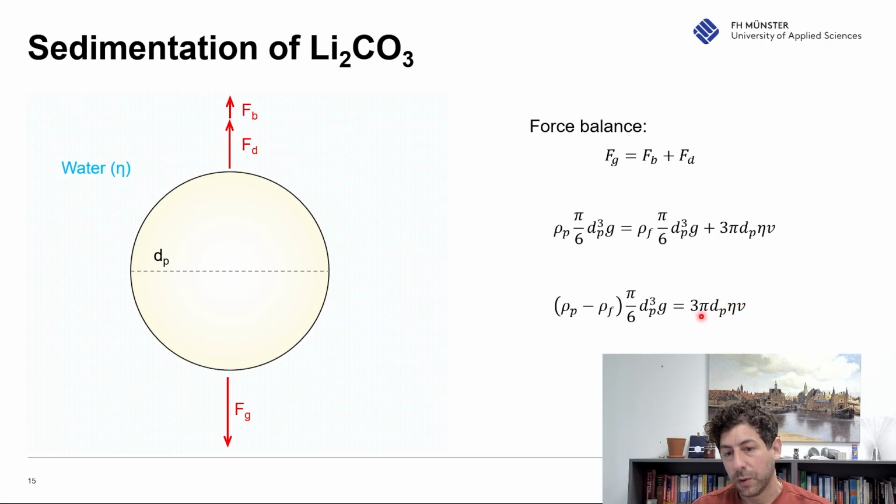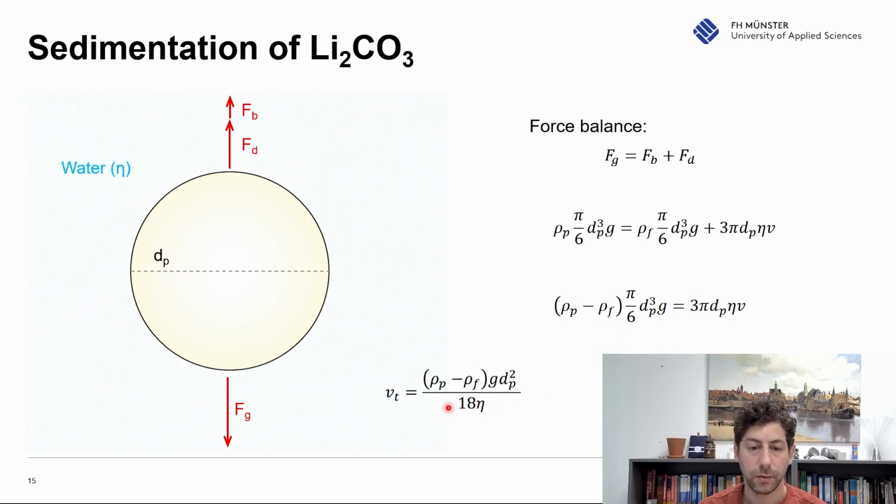And if we now divide by all this and do a little bit of calculation with the numbers, we get this final equation, and this is the velocity. It is the difference in density times g times particle diameter squared, divided by 18 times the viscosity of the fluid. The 18 comes from these numbers. And here we now have the terminal settling velocity of the particle, for example a lithium carbonate particle in a thickening tank, and terminal velocity means we don't have acceleration. The particle already has its final velocity.